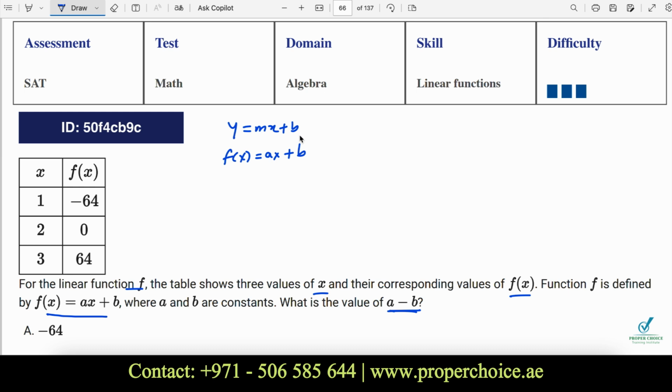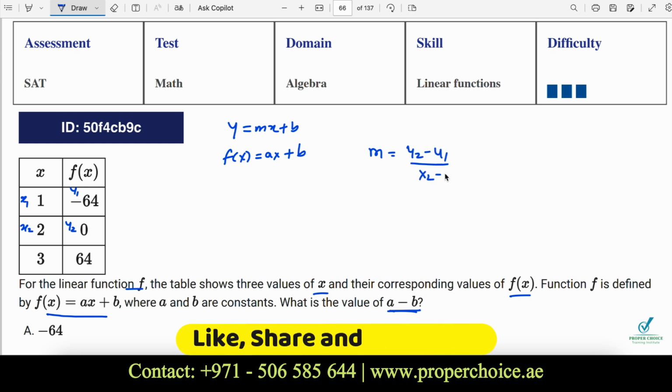What do we say here? b will be the y-intercept and a is representing the rate at which the values are increasing, in short, the slope. And how do we get it? Use the coordinate points, or the values of x and f(x), to find the slope. If you consider this as x1, y1, let me take this as x2, y2, and you find the slope as y2 minus y1 divided by x2 minus x1.